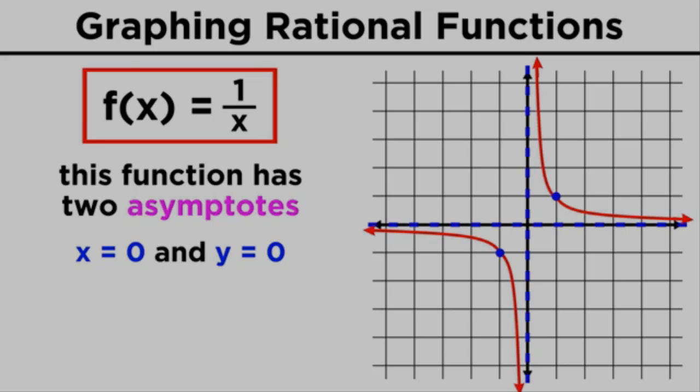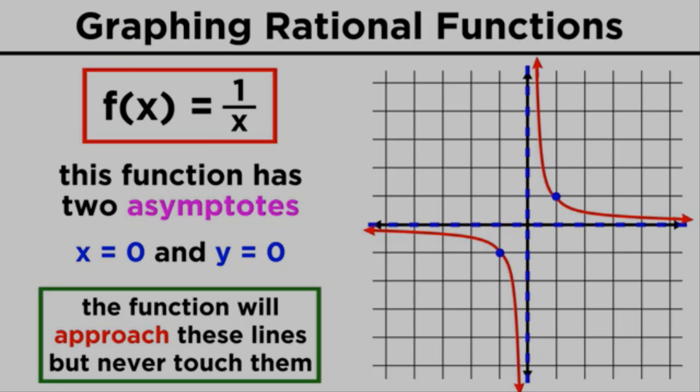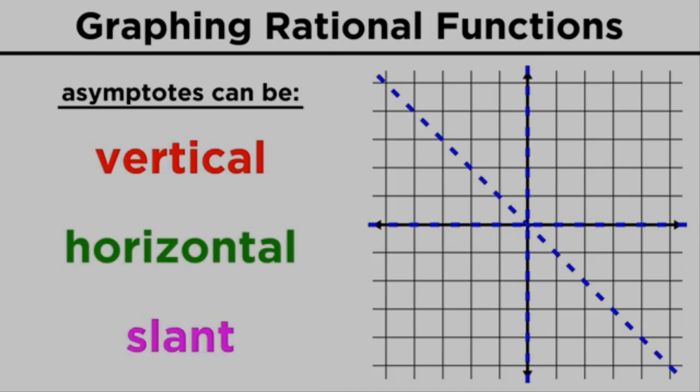What we can say about this function is that it has two asymptotes that can be represented by x equals 0 and y equals 0. These are lines that the function approaches, getting closer and closer, but never quite touching. Asymptotes can be vertical, horizontal, or at an angle, and finding these will be the key to graphing rational functions. So let's learn how to find them.